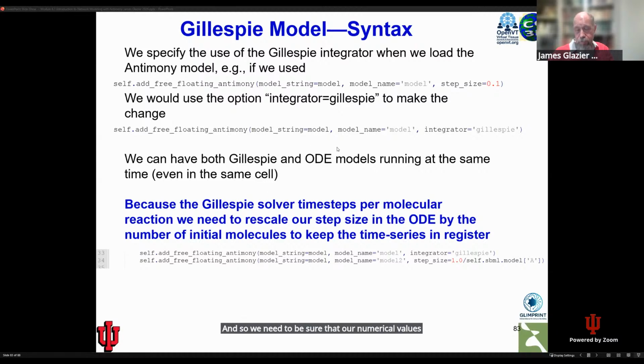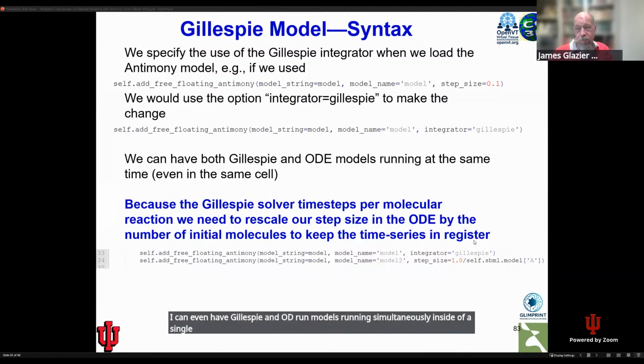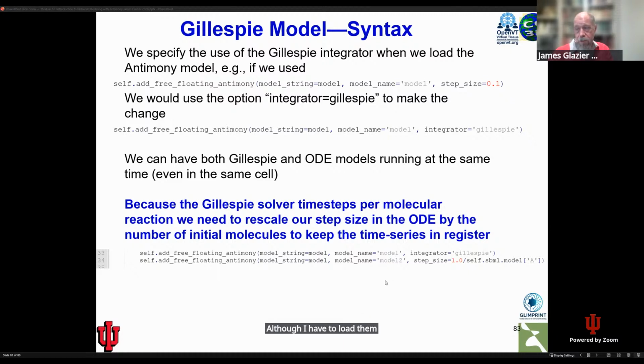Okay, how do I make this change? When I load my model, I add comma integrator equals quote Gillespie. That's all I have to do. I can even have Gillespie and ODE models running simultaneously inside of a single cell, although I have to load them as separate models, but I can do that. I also need to rescale the time step size by the number of initial molecules to keep the time series in register. And so I would use step size equals 1.0 divided by the numerical value of the concentration.